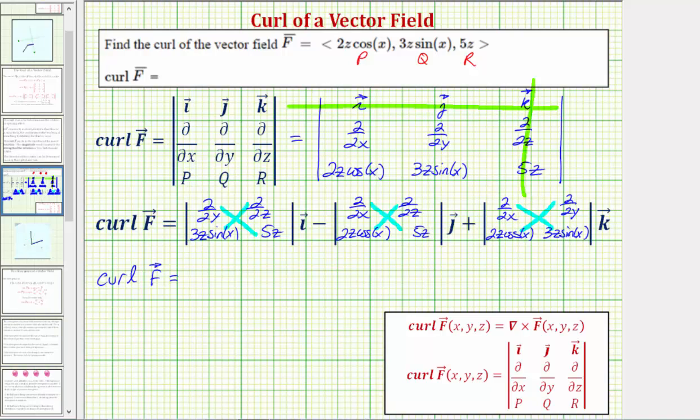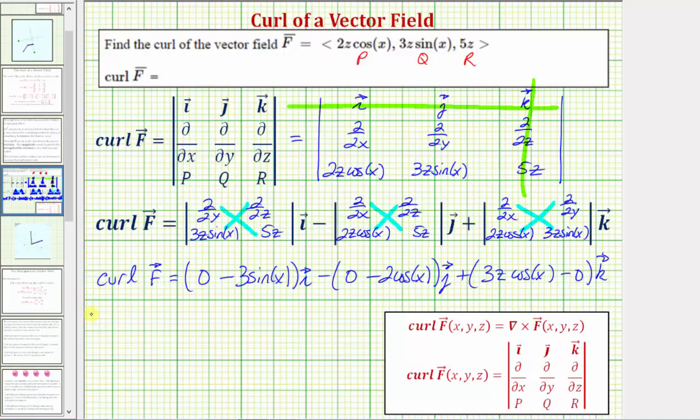So for this first 2 by 2 determinant, we have the partial derivative of 5z with respect to y, that would be 0, minus the partial derivative of 3z sine x with respect to z, that would be 3 sine x, times I, minus the partial of 5z with respect to x, that would be 0, minus the partial of 2z cosine x with respect to z, which would be 2 cosine x, times j, plus the partial of 3z sine x with respect to x, which would be 3z cosine x, minus the partial of 2z cosine x with respect to y, which would be 0, times k.